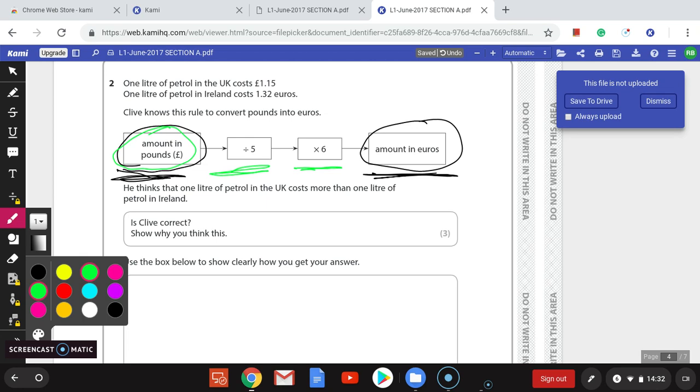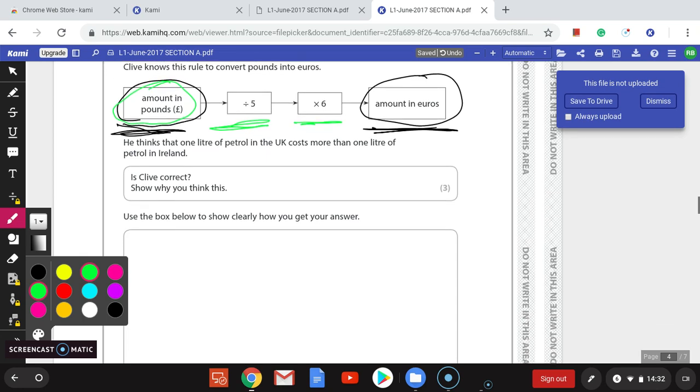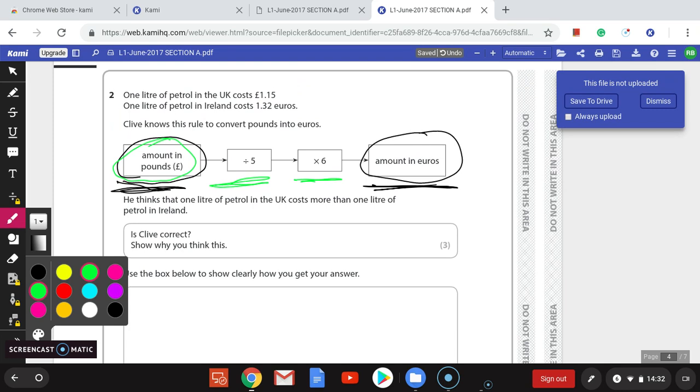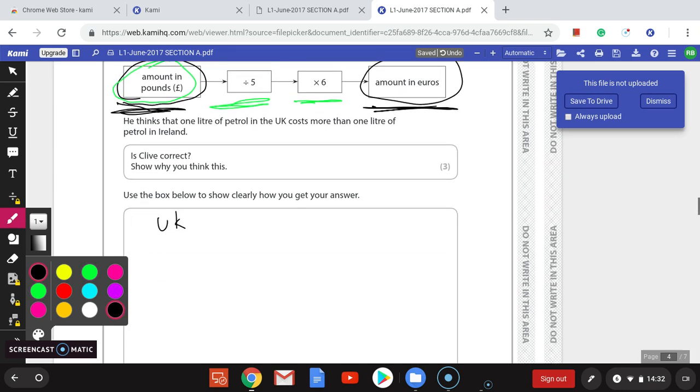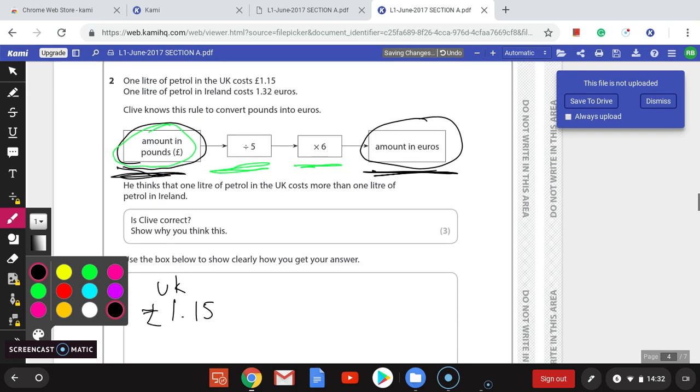Okay, so let's deal with the actual question before we use the function machine. What we're saying is that in the UK, the cost of fuel is £1.15 for a litre of petrol. What they're also saying is in Ireland, a litre of petrol is 1.32, but this time it's in euros. They want to know which one's more expensive.